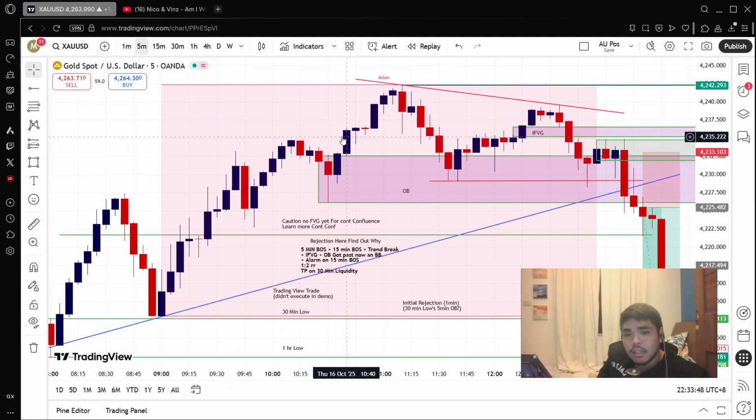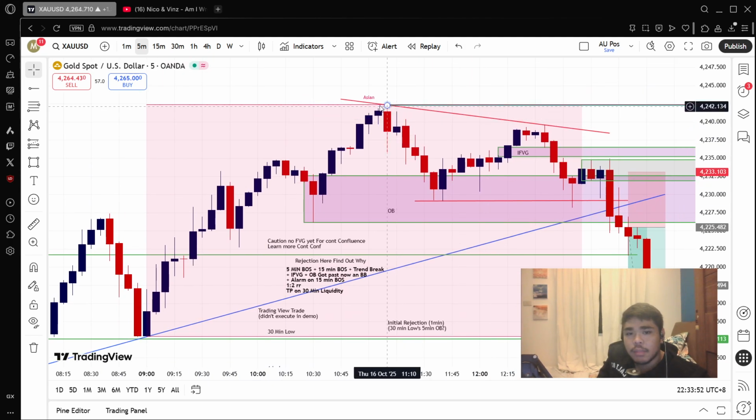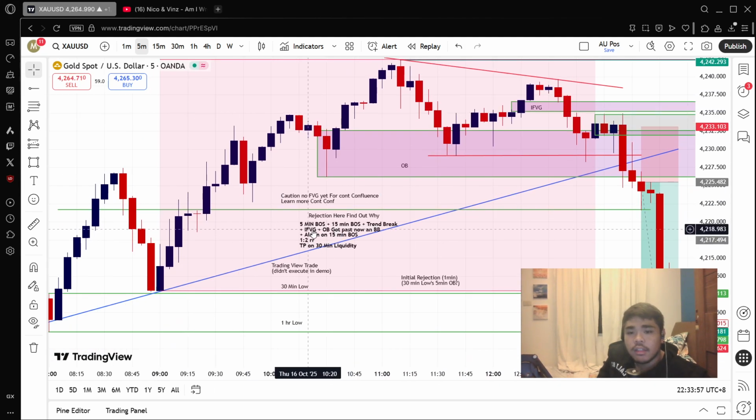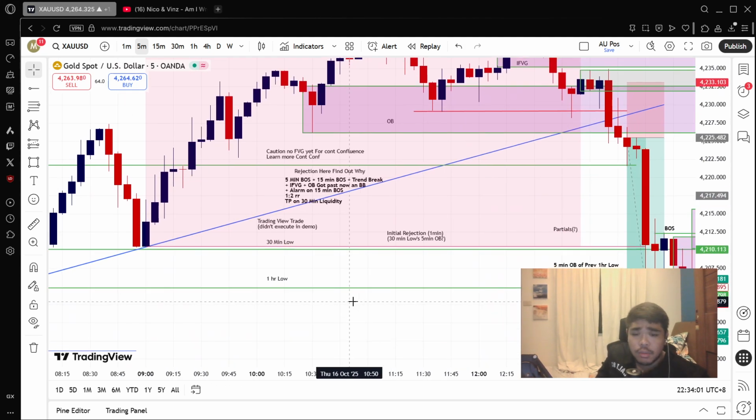guy. This allowed us to look at this chart. A 15-minute break of structure, a trend break. Here's a trend break, and here's also a lower high. And there's an IFVG here, a small IFVG, but that's still something that you can trust for a confirmation confluence.